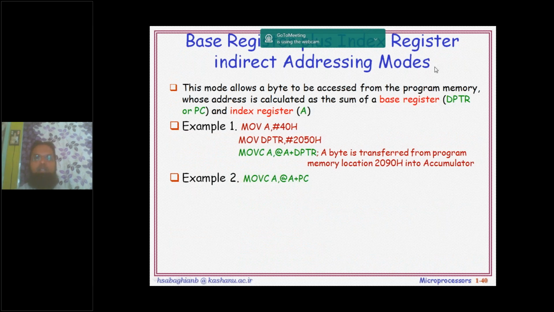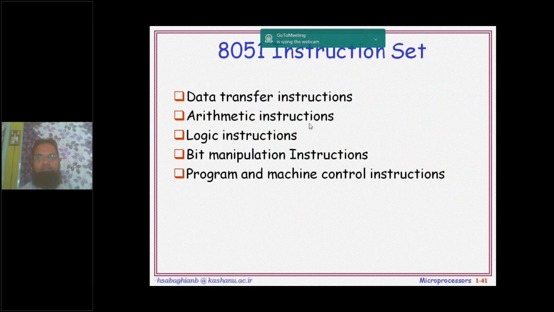Base register and index register indirect addressing mode. Basically, this indirect addressing mode is used to access the external RAM as well as external ROM devices, meaning external program memory as well as external data memory. In order to do so, we can make use of the MOVC instruction and the MOVX instruction also. Basically it is used for external code memory access. In order to access the code from the external code memory, we need to add DPTR or PC with the accumulator. Then whatever address we get is the address of the external code memory, and then we can access that location.